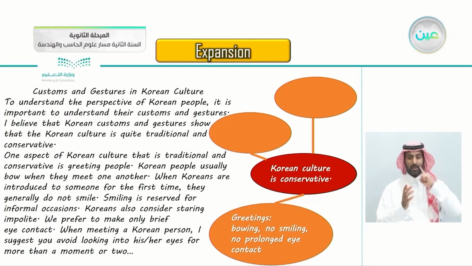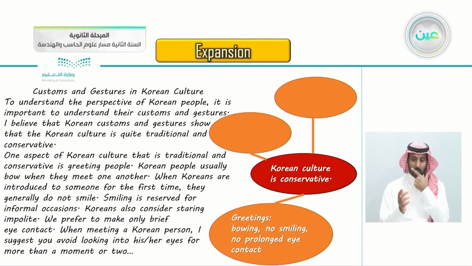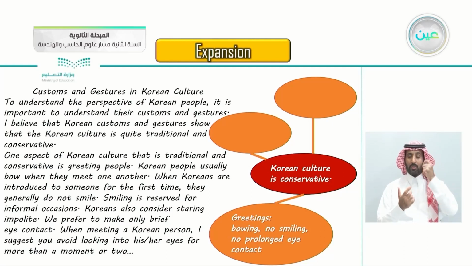Korean people usually bow when they meet one another. When Koreans are introduced to someone for the first time, they generally do not smile. Smiling is reserved for informal occasions. Koreans also consider staring impolite. We prefer to make only brief eye contact. When meeting a Korean person, I suggest you avoid looking into his or her eyes for more than a moment or two. So the main idea is that Korean culture is conservative. This is the branching here, talking about greeting, just what we have written in this essay.